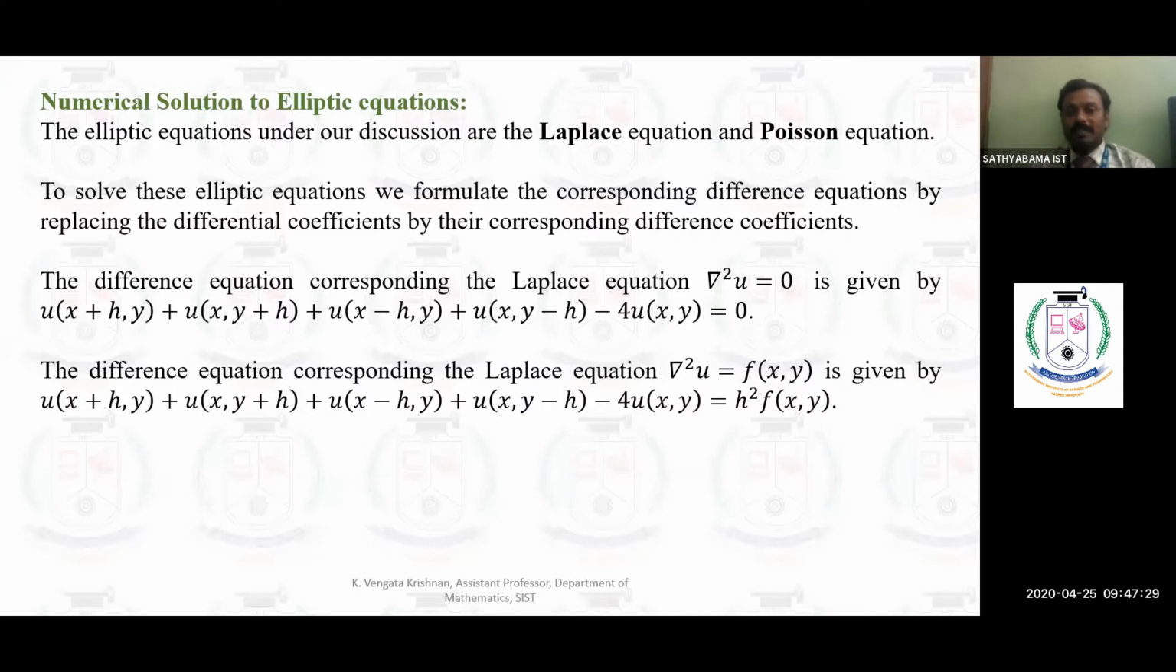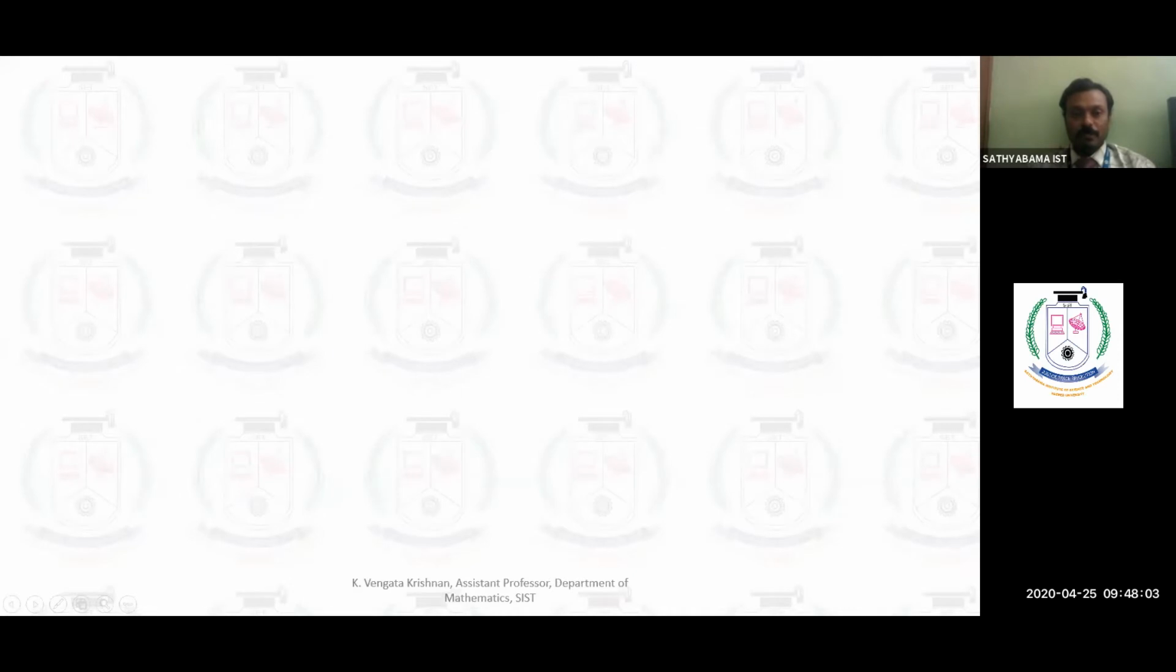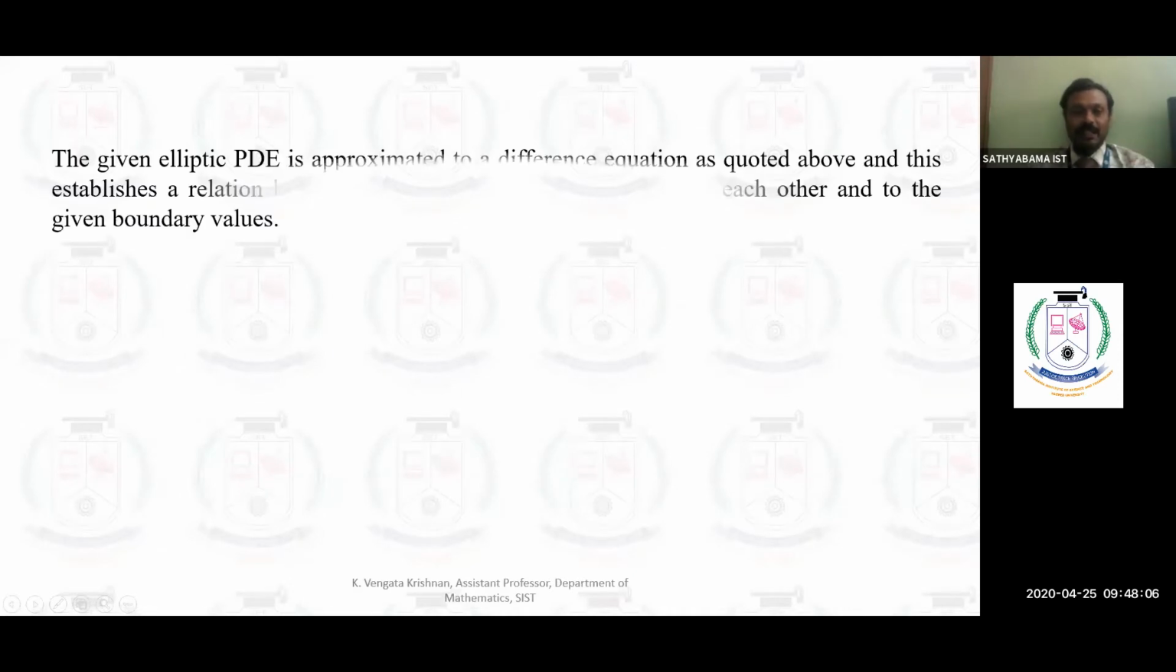In this, one important thing to notice: our u of x comma y depends on the neighboring points. That's the key thing we have to note down. The entire solution depends on this single factor. So to find the numerical solution in a region R, we divide R into a square mesh. The region in which we have to find the solution to the PDE, we divide that into a square mesh, each of side h. And the nodes in the mesh are called the mesh points. The representation of the mesh points we'll see in the later slides.